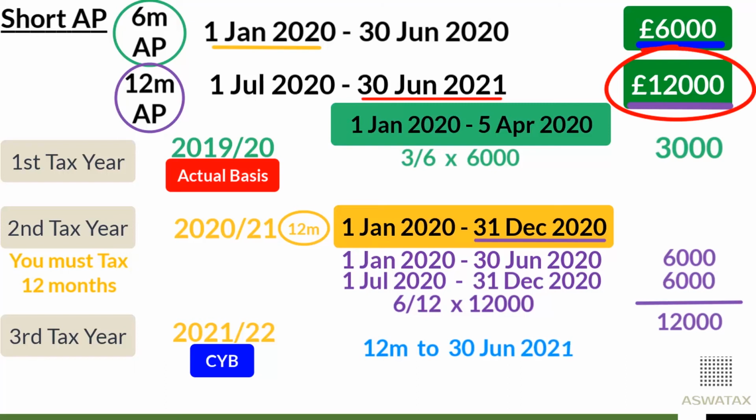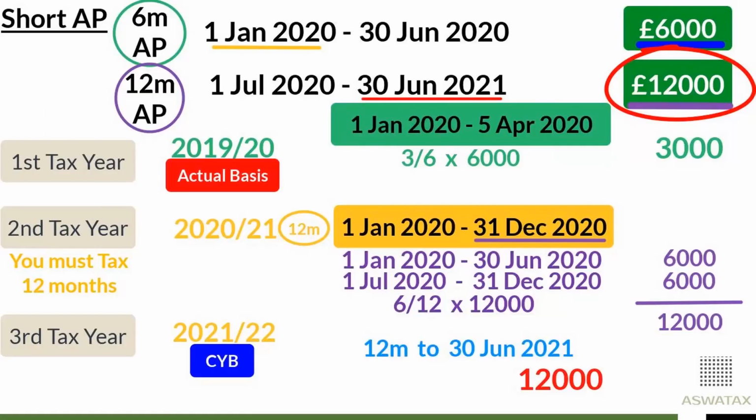And that would be your £12,000. Now for this scenario, there are two overlap profits that come into play. And again, we'll demonstrate it using a timeline.